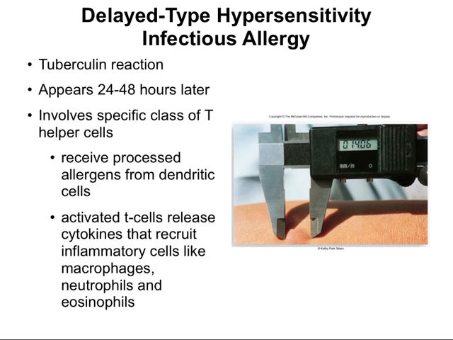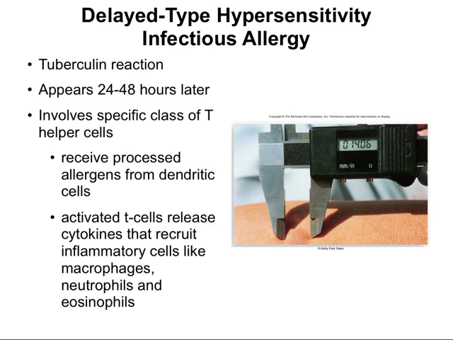Here's an example of the delayed infectious hypersensitivity. The tuberculin reaction. This is a typical test used to test for exposure to tuberculosis. It's a classic example of delayed type hypersensitivity. Basically what happens is a person who's been sensitized to tuberculosis is injected with a tuberculin extract. The inflammation begins about 24 to 48 hours after injection, and the response involves these helper T cells.